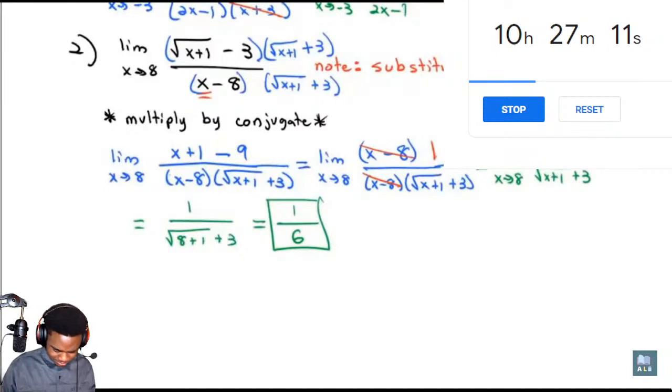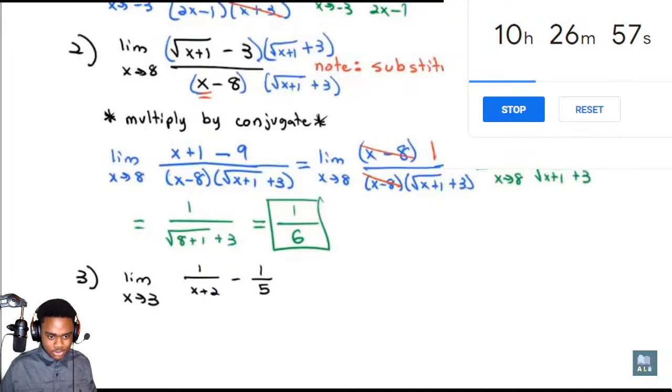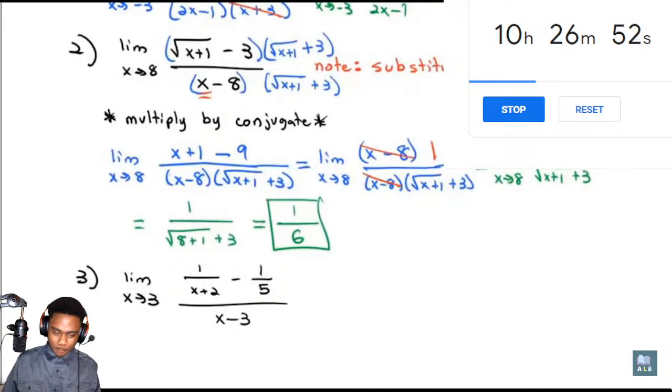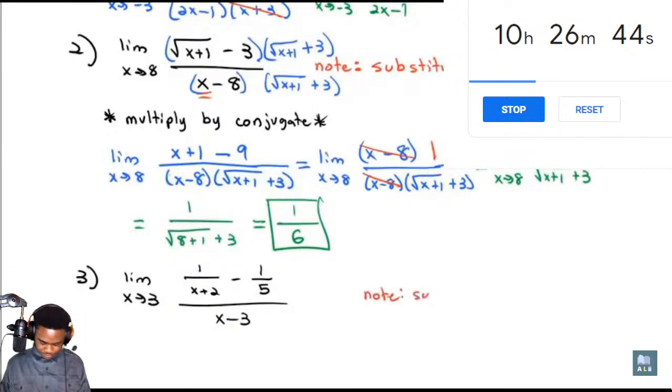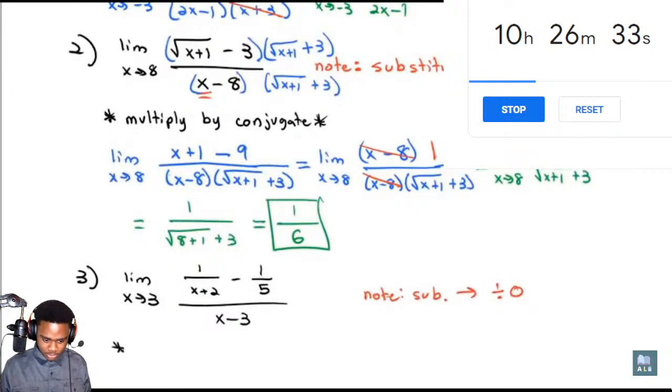Another example. Let's find the limit as x approaches 3 of 1 over x plus 2 minus 1 over 5, all over x minus 3. Again, we have the same problem. Substitution means we're dividing by 0. Of course, we can't divide by 0.